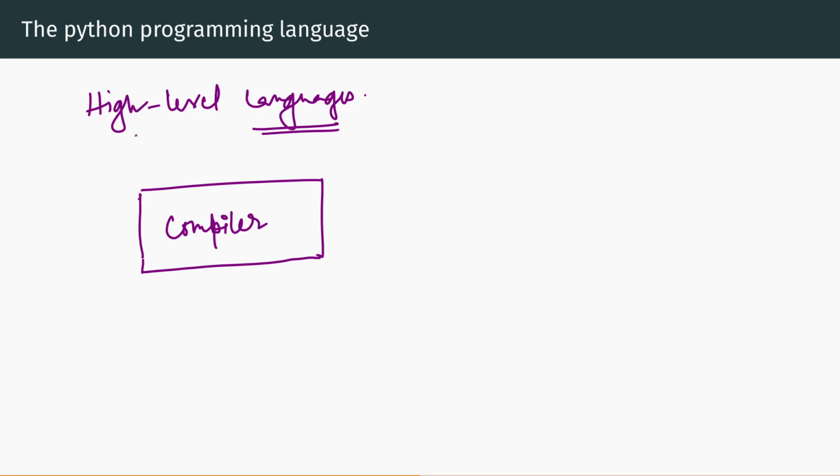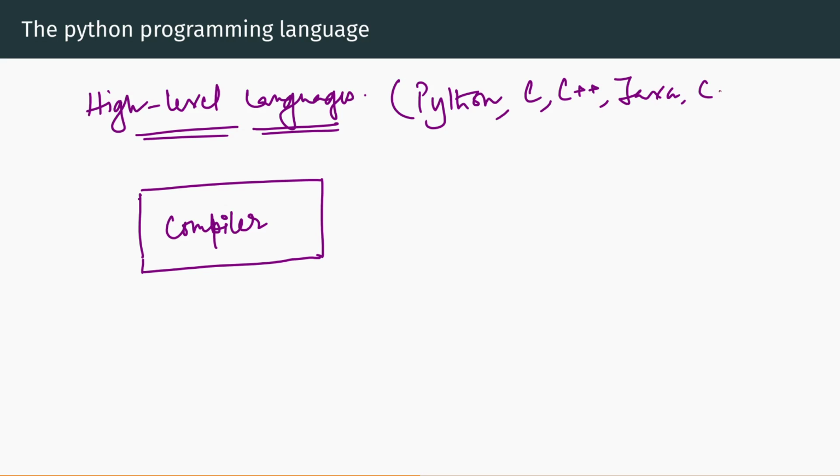You would write your program in a high level language such as Python or C or C++ or Java, C Sharp, and what have you. These languages are easier for us humans to understand and reason about. The program would be sent to the compiler, which will then convert that language to essentially binary code, zeros and ones. And that would be sent to the CPU to execute.